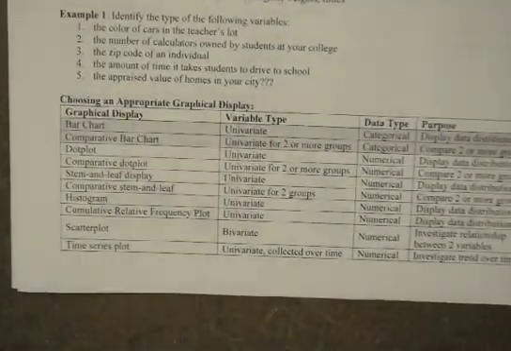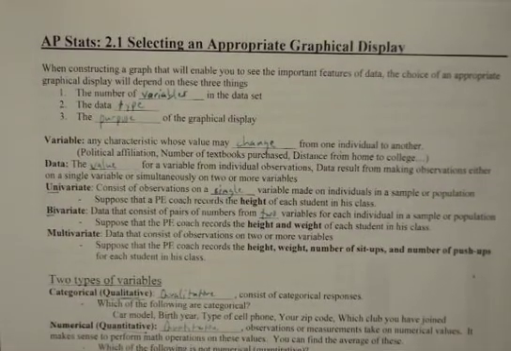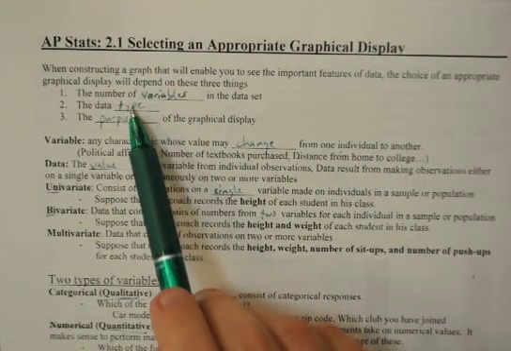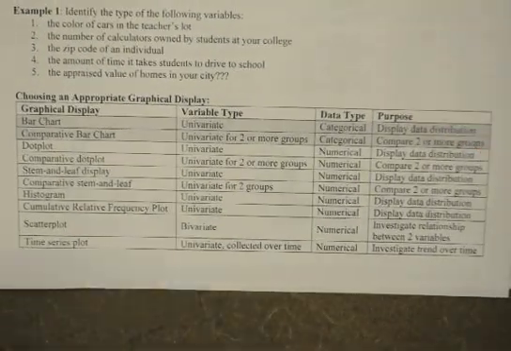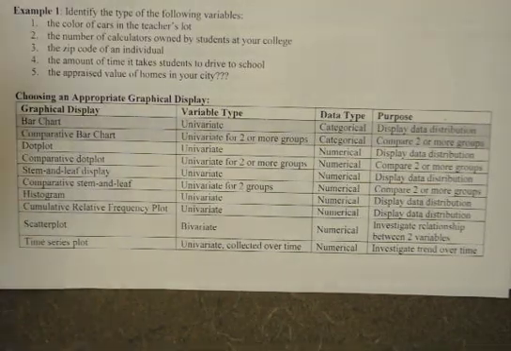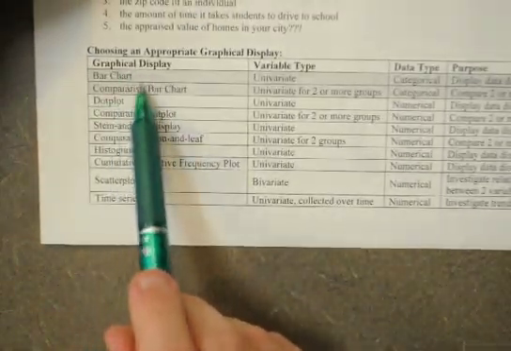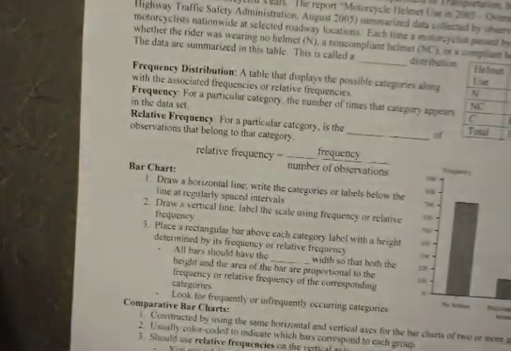Here's the chart. This is also in your book, and again, this helps us answer the three questions: the number of variables, the type, and the purpose of the display. We don't necessarily need to memorize this, but it's a good little chart to have as we work through. Today we're going to go through some intricacies of these two, and then the next class we're going to make our way through the rest.